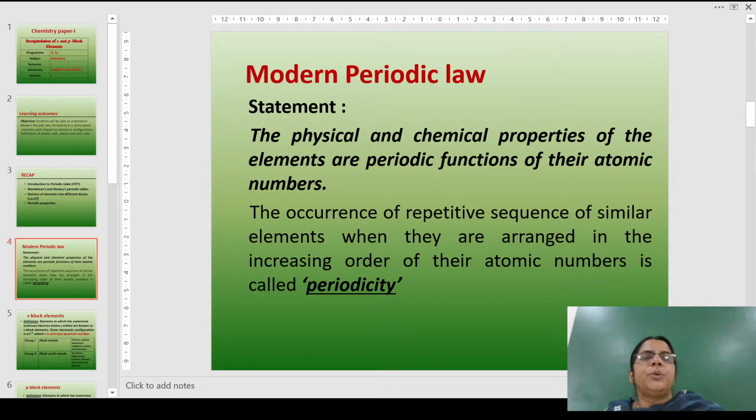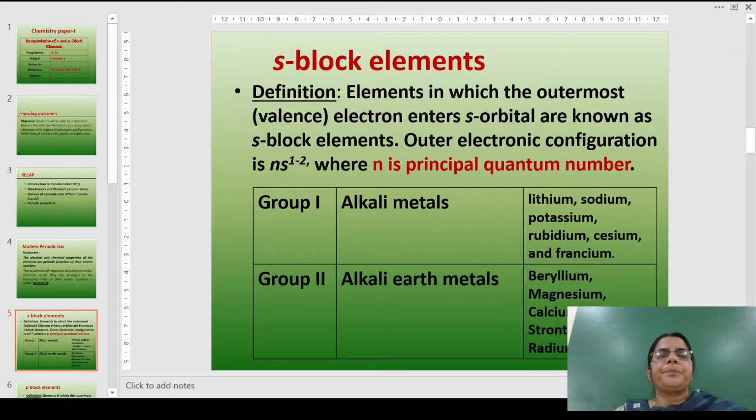Let us first go to the modern periodic law. It states that the physical and the chemical properties of the elements are periodic functions of the atomic numbers. And a bit about periodicity, it is the occurrence of repetitive sequence of similar elements when they are arranged in the increasing order of their atomic number.